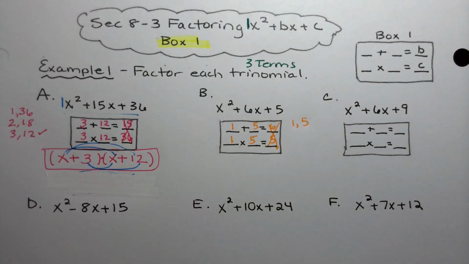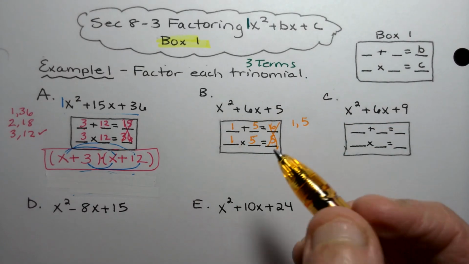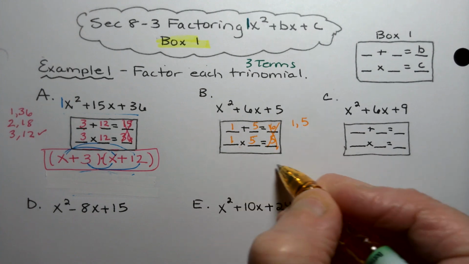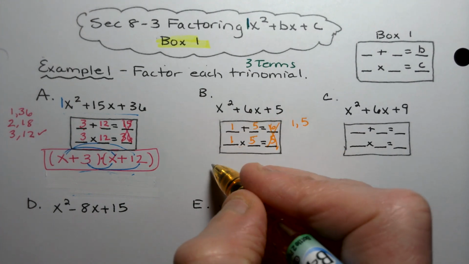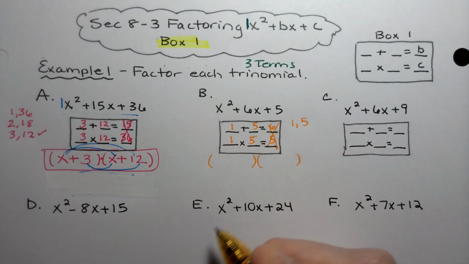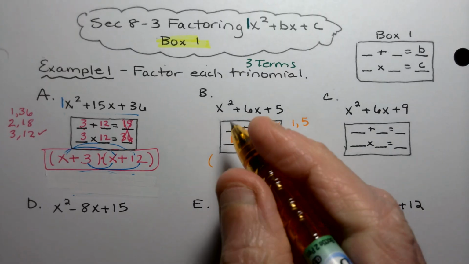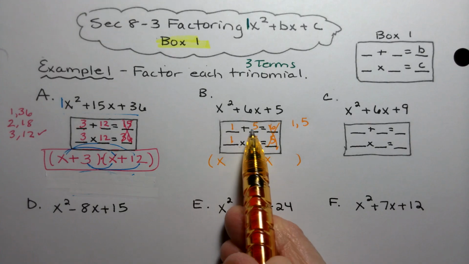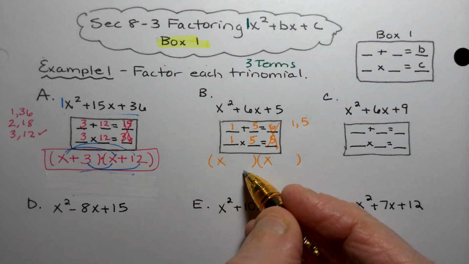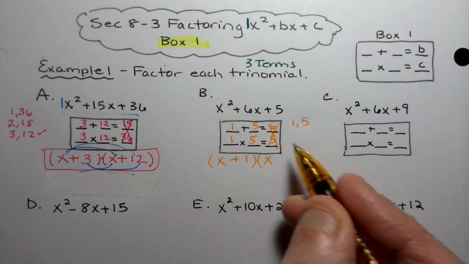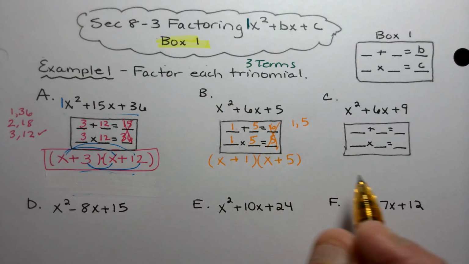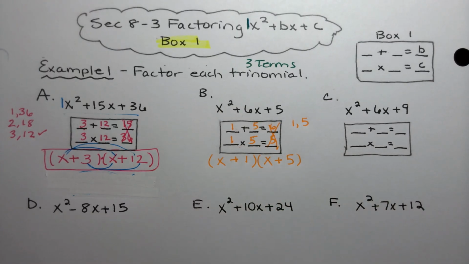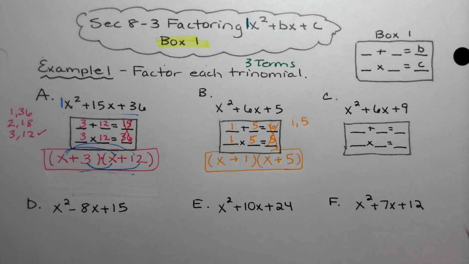I don't need those anymore. I just need to simply write my answer. So what did I start with when I was trying to put my answer? Yep, we start with 2 parentheses. What starts each of them? The x. And what finishes them? These two. But I don't just put 1. I put a plus 1 because it's a positive and a positive 5. Or you could have put the 5 first and then the 1. Done.